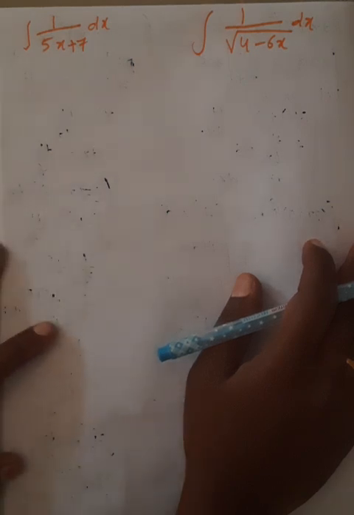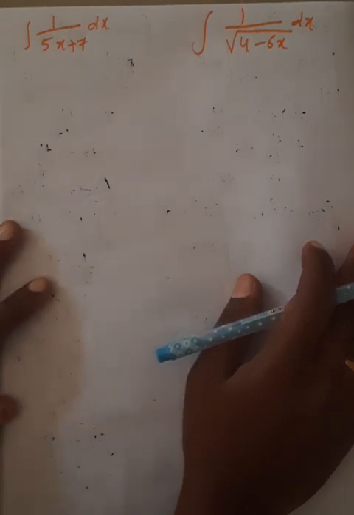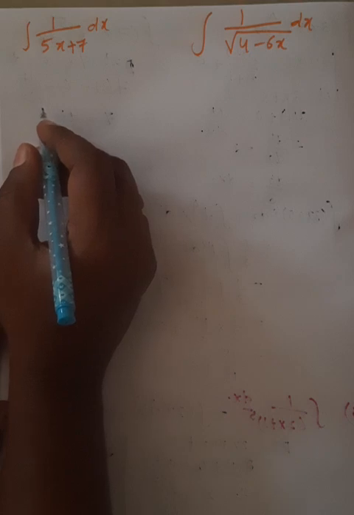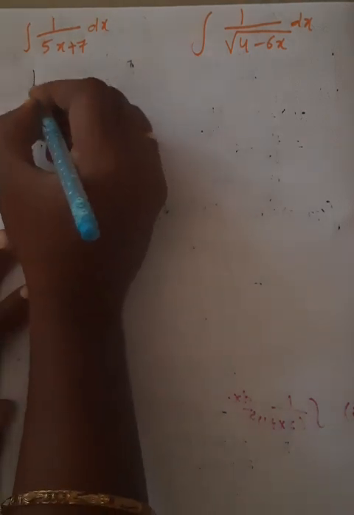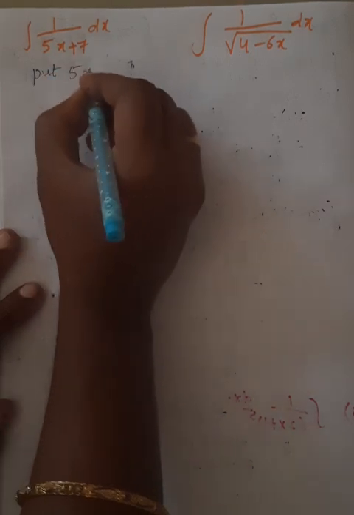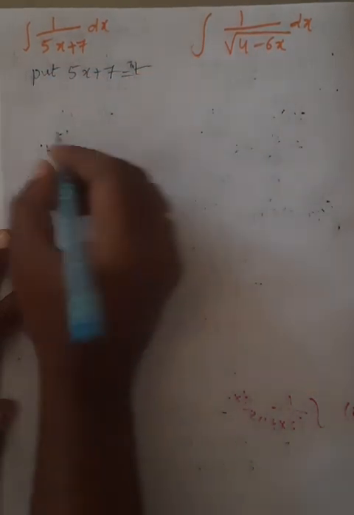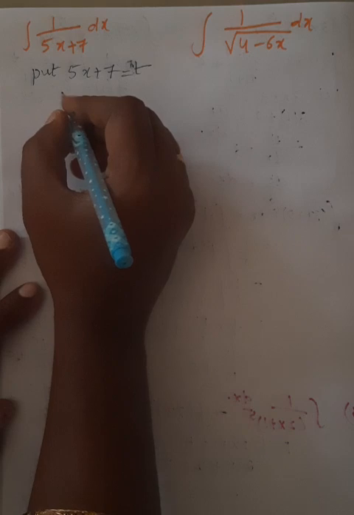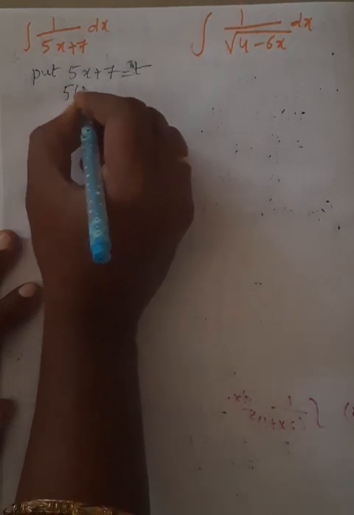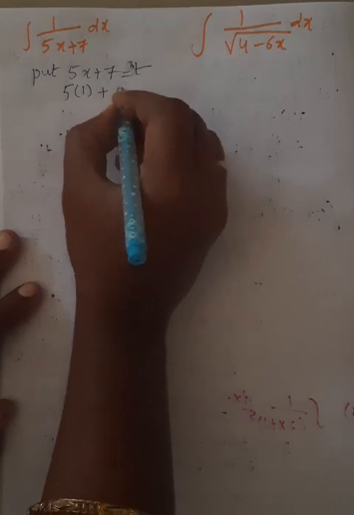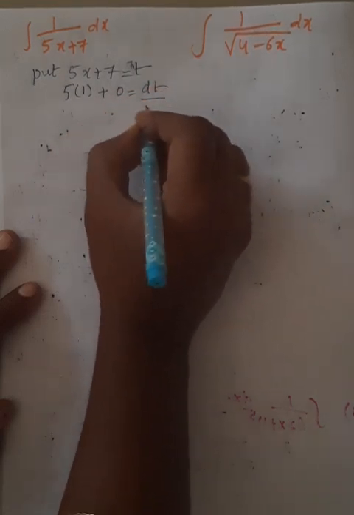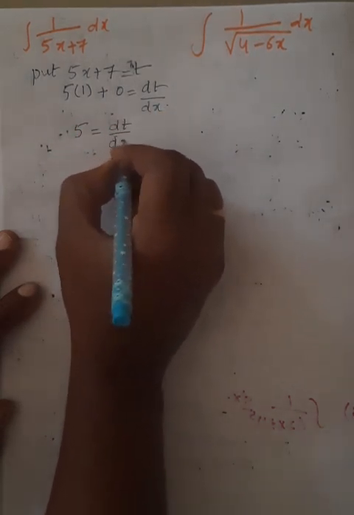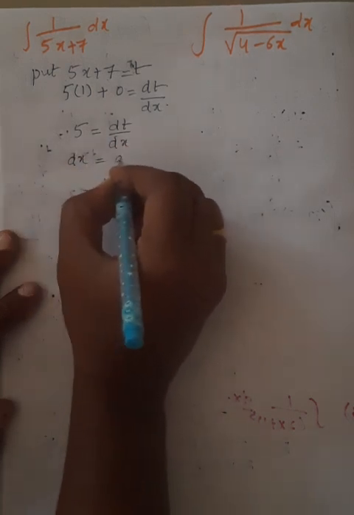Now I have taken one more question, that is integration of 1 by 5x plus 7 into dx. So here also we have to put 5x plus 7 as t. Put 5x plus 7 is equal to t. After taking 5x plus 7 equal to t, we have to differentiate both sides. So differentiation of 5x is 5 into 1 plus differentiation of 7 is 0. Differentiation of t is dt by dx. Therefore 5 into 1, 5 is equal to dt by dx. Therefore dx is equal to dt by 5.